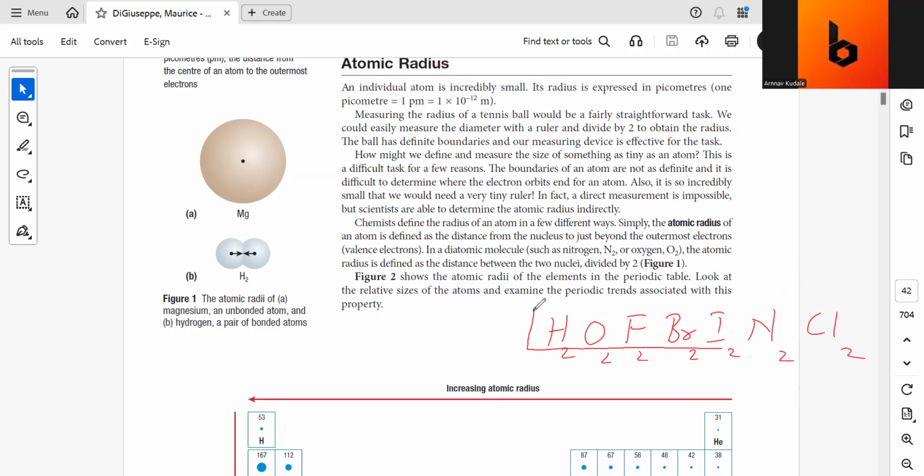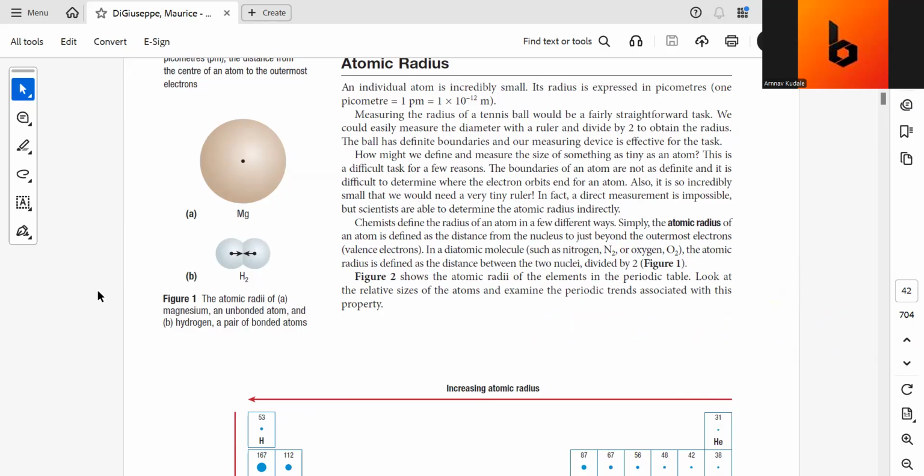So they naturally exist as diatomic molecules. Then I wanted to talk about bond length. It is the distance between the two nuclei when we talk about a bond length in a molecule. So pay attention over here.